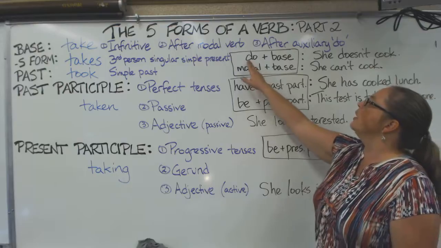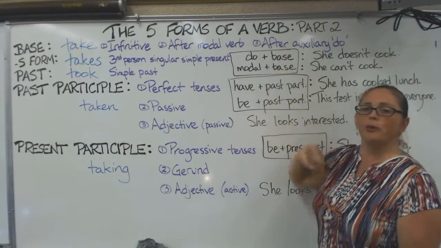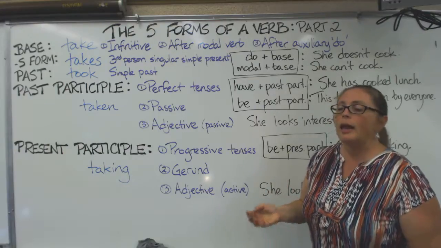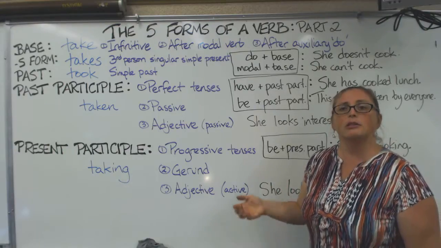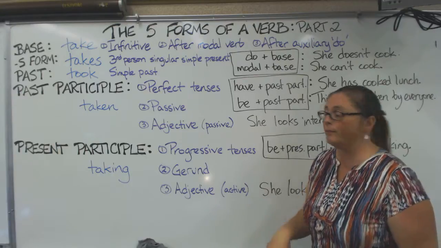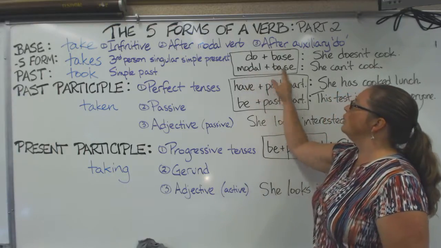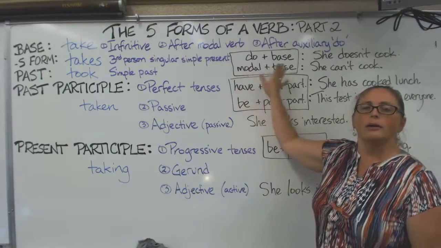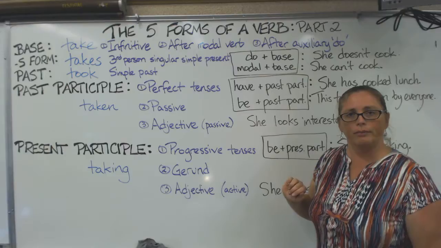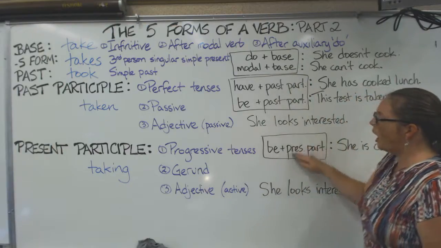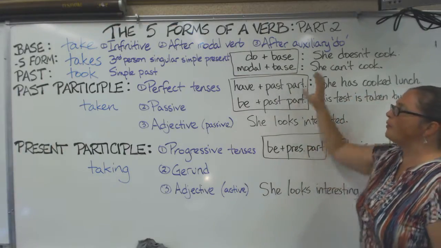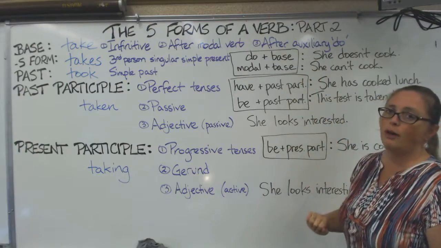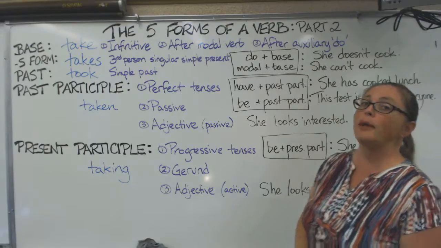You can use do plus a base form to create negatives or questions in the simple present or the simple past. And you can use a modal plus a base form to add extra meaning to your verb. These are the combinations you want to remember. If you can just remember these combinations, you will prevent yourself from making lots of common mistakes.